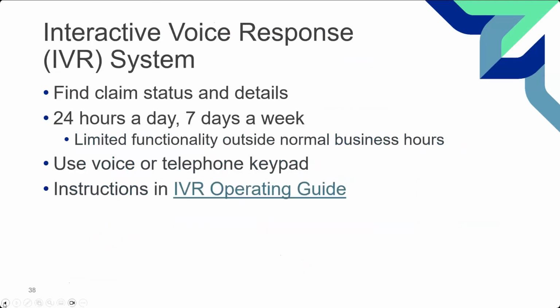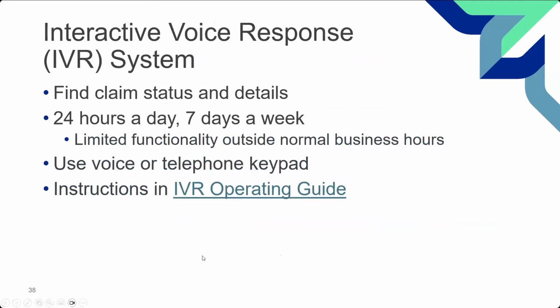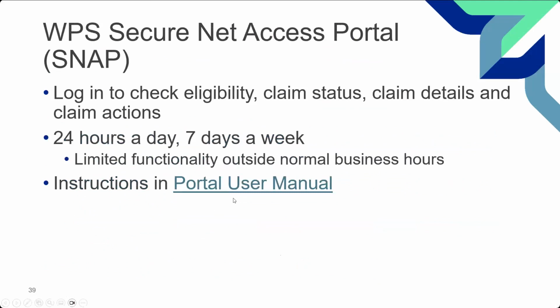We have those articles. We have the IVR, which is the Interactive Voice Response System, which is a way you can look for claim status and details. This is a self-service tool. We have instructions on using it. Similarly, we have instructions for the portal user manual. I pointed those out. This one you can use to check status, claim details, claim actions, and check eligibility.